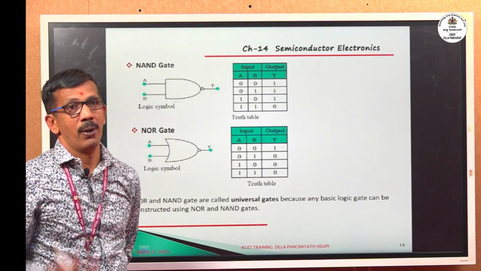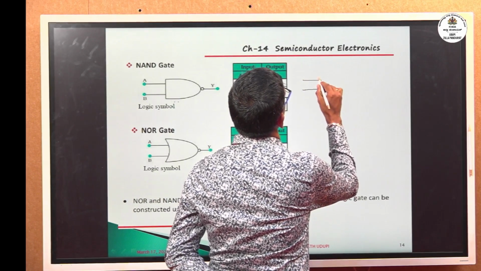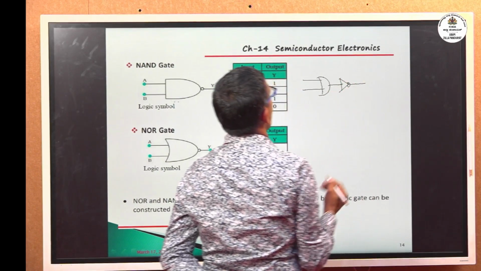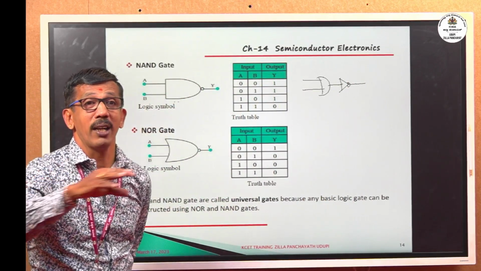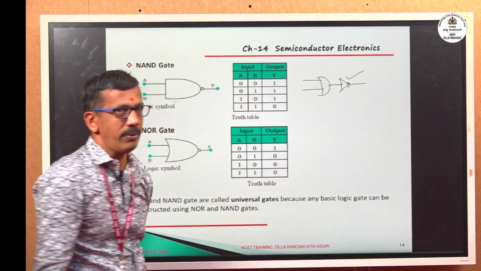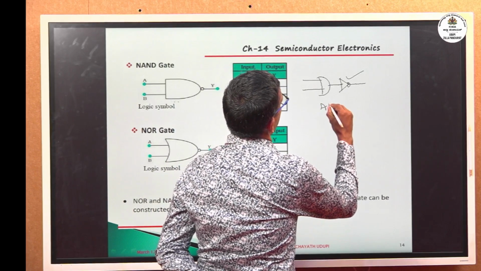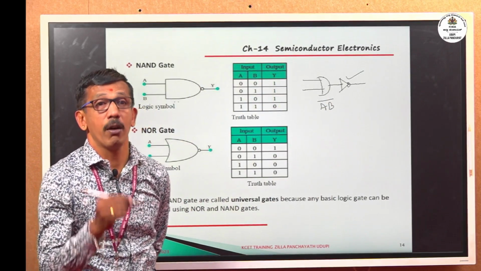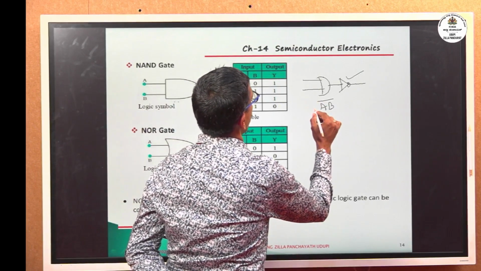NAND gate. When AND gate is followed by NOT gate, the resulting gate is called NAND gate. If we connect a NOT gate in series with an AND gate, we get NAND. So the output of NAND gate is (AB) bar, because AB is the output of AND gate, and complement is the output of NOT gate. So AB bar is the output of NAND gate.